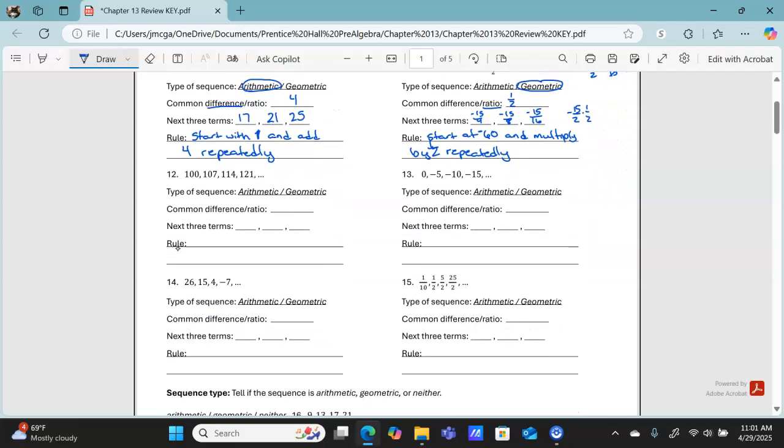On this one, I can see they're adding 7. 100 plus 7 is 107. 107 plus 7 is 114. So this is arithmetic. The common difference is 7. The next three terms would be 121, 128, 135. So we start at 100 and add 7 repeatedly.